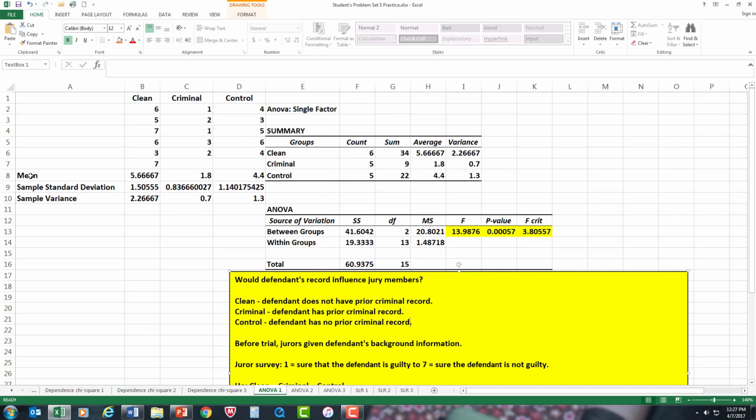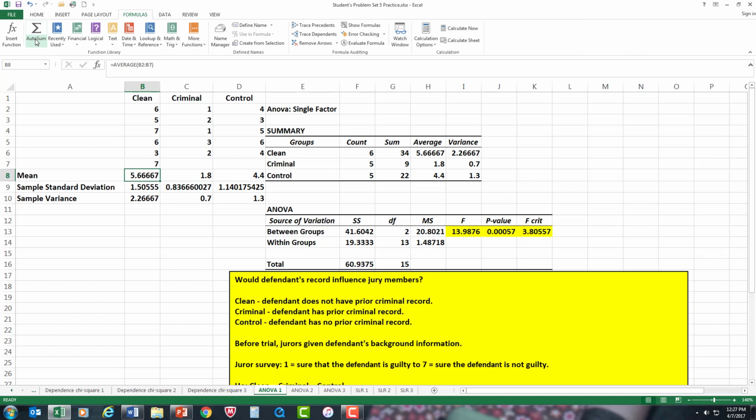Now, what I always like to do is get the means before I actually do the ANOVA calculation, and you can use the simple average procedure to do that. Just to let you know, in AutoSum they do have an average command there, but you have to be careful with the numbers that they select. I did the same for the criminal and the control groups, because after I do the ANOVA operation, I want to compare my means to the means of the ANOVA function, just to make sure that we agree.